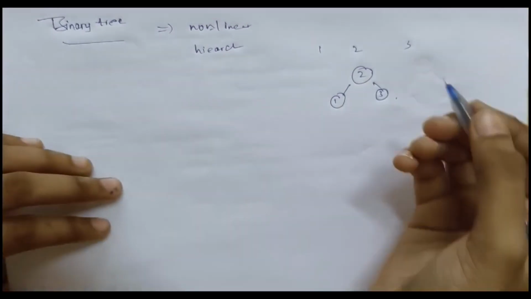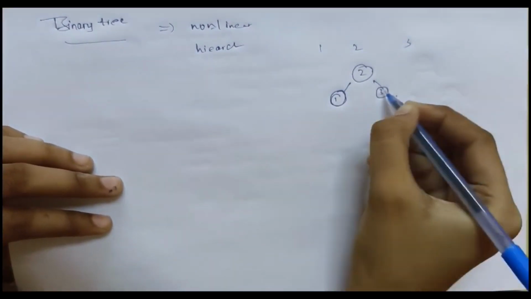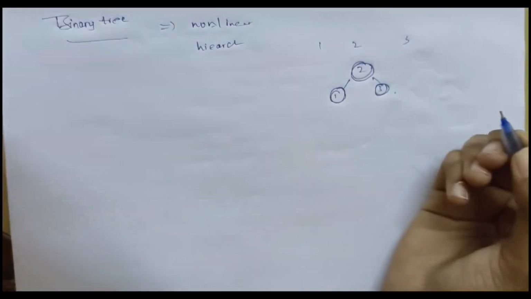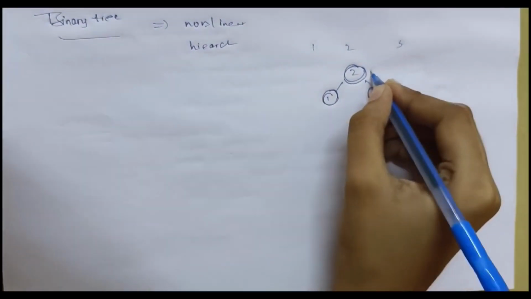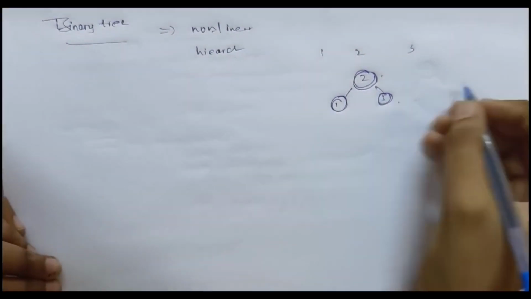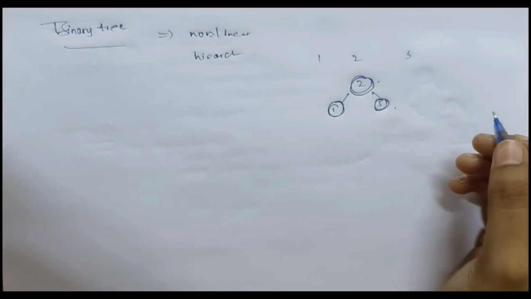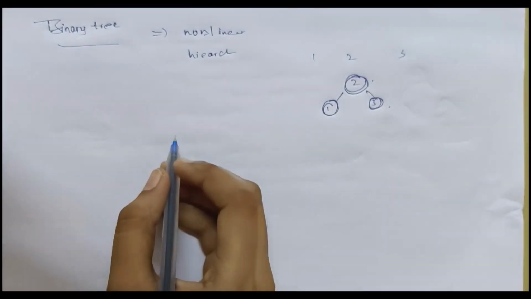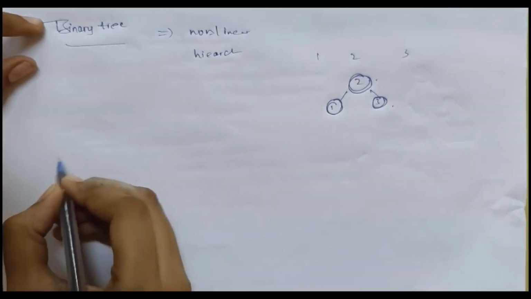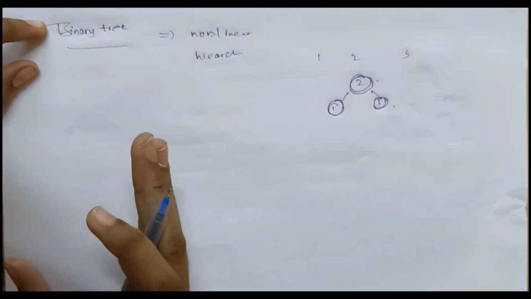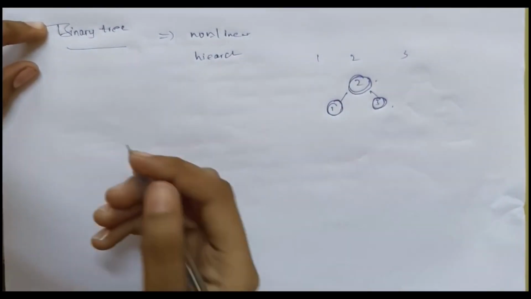The elements of these are called children and this is called node or root. So in this way, hierarchically the elements are arranged. So it is the binary tree. If we apply some conditions to the binary tree, it becomes binary search tree.